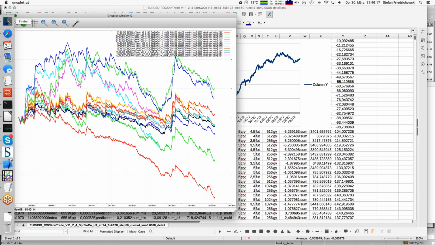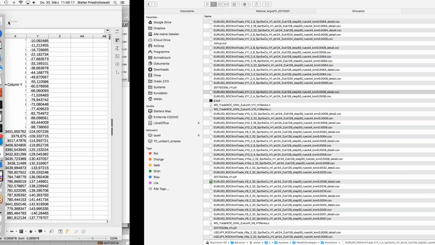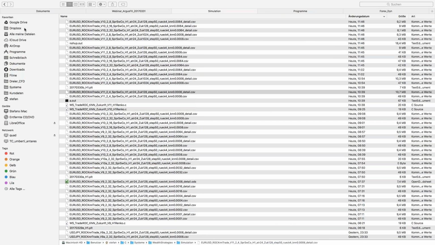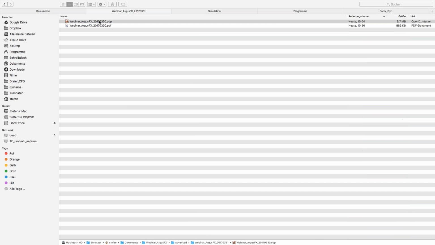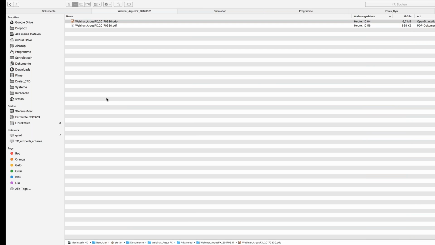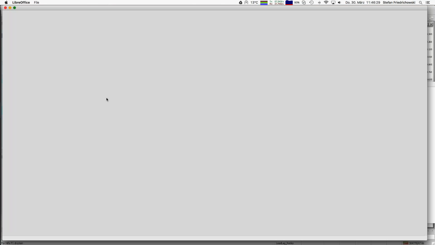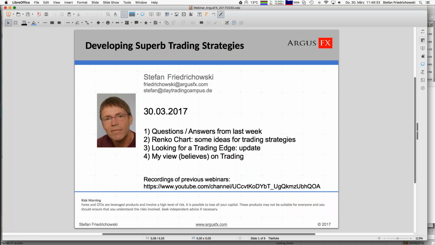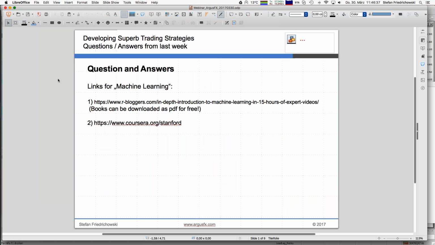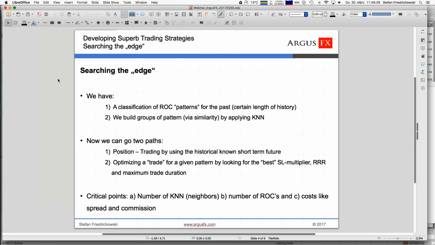Good. That's for looking for a trading edge. I think I'm close already to where I want to be, and then that will be a quite interesting new trading strategy. I will apply that further to other underlyings and so on and so on.